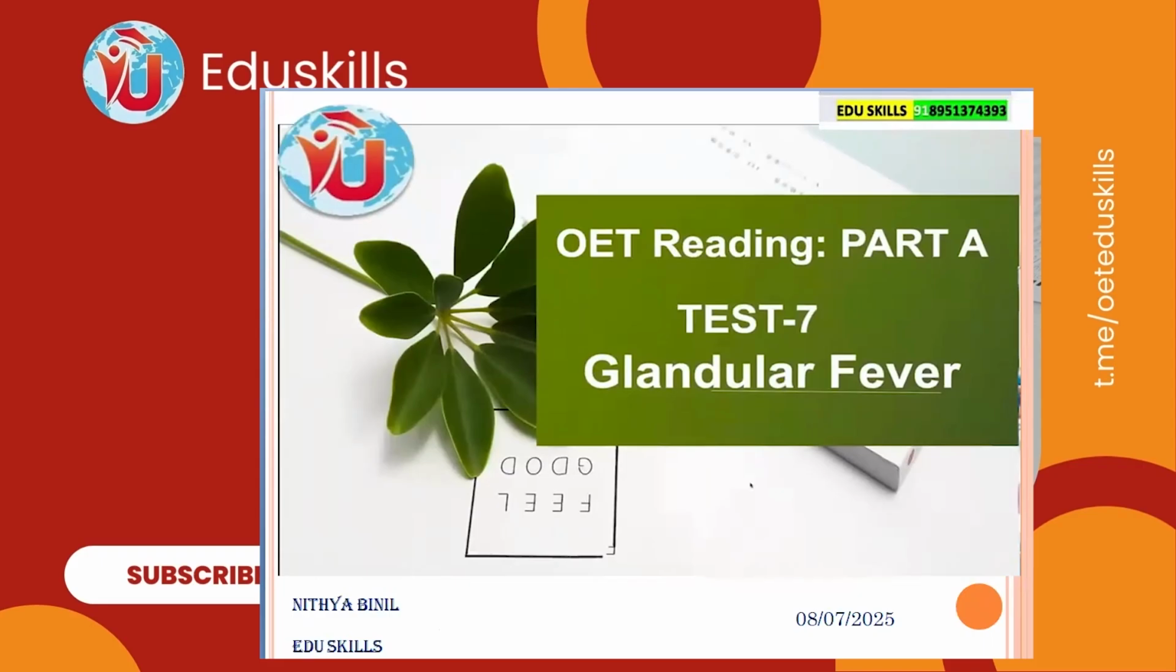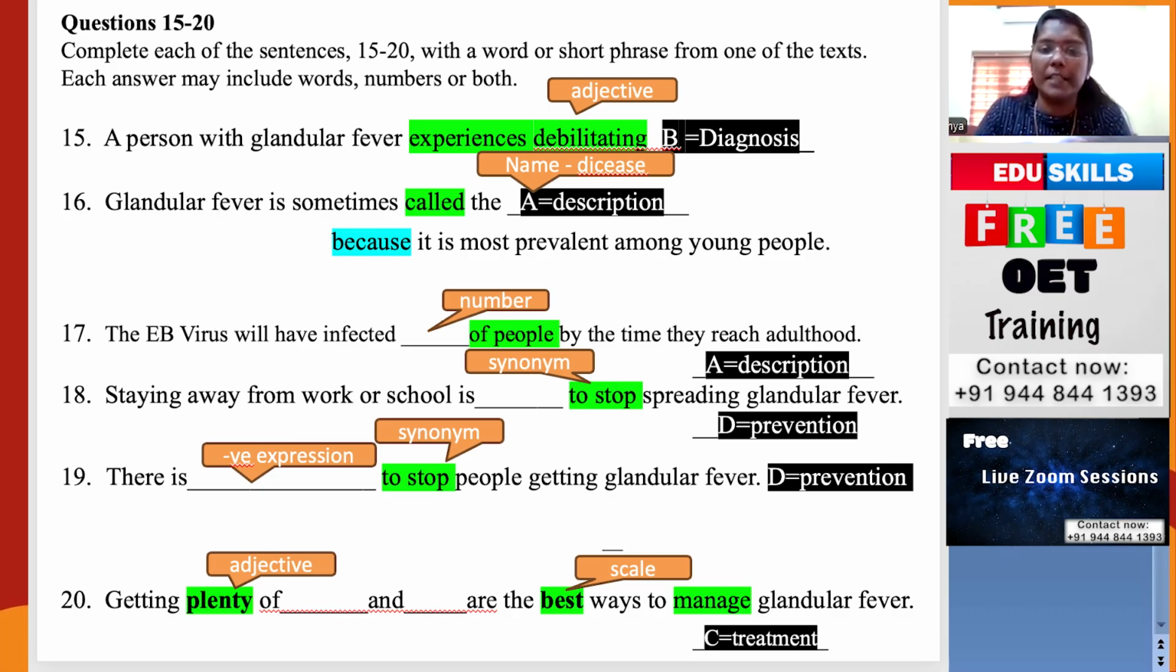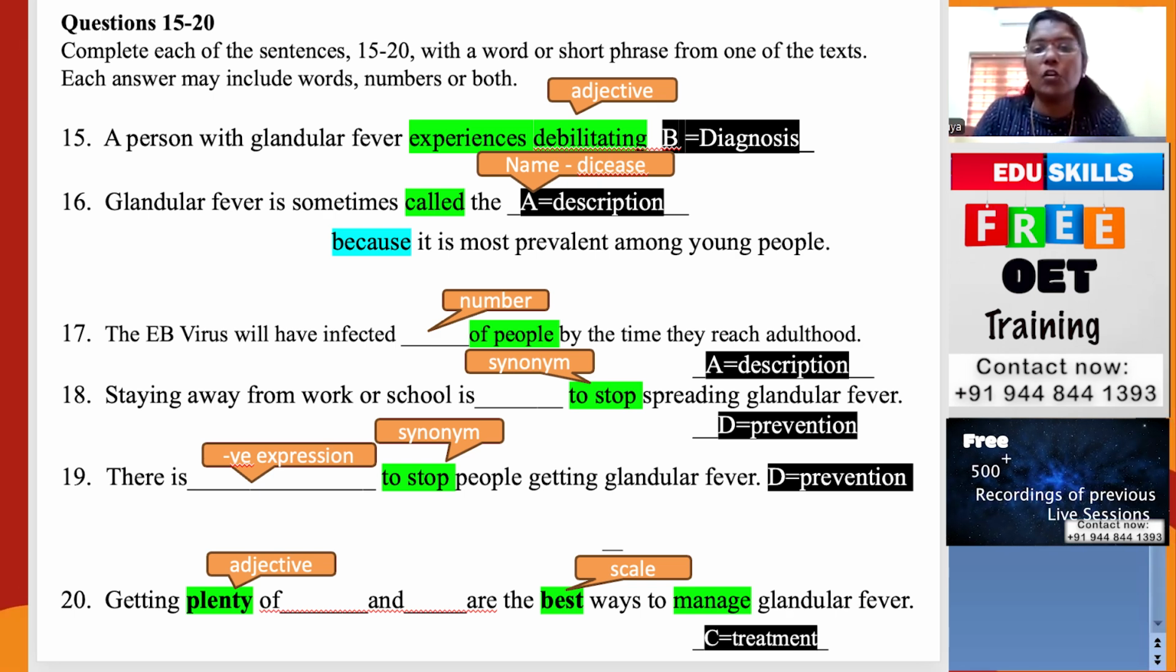Today, our topic is glandular fever, reading part A. In reading part A, we have to focus on four things. We have four texts, that is A to D. We have only one theme. I know all of you know all these things because all these days Father taught all these things.